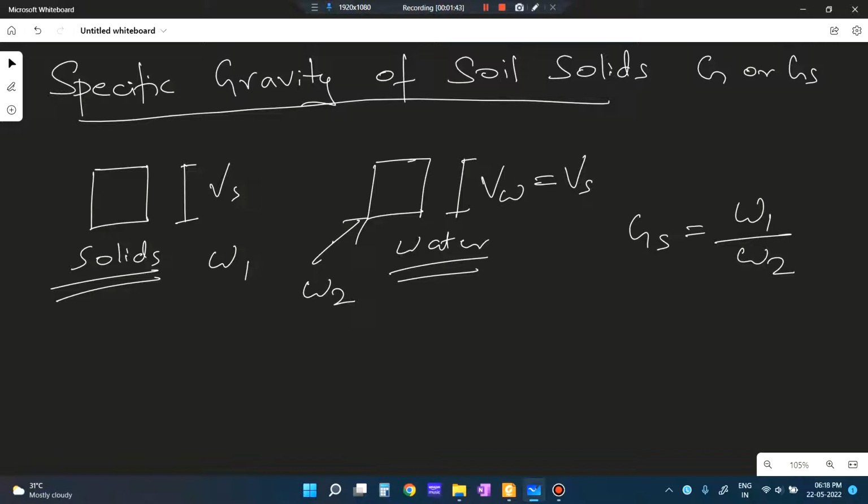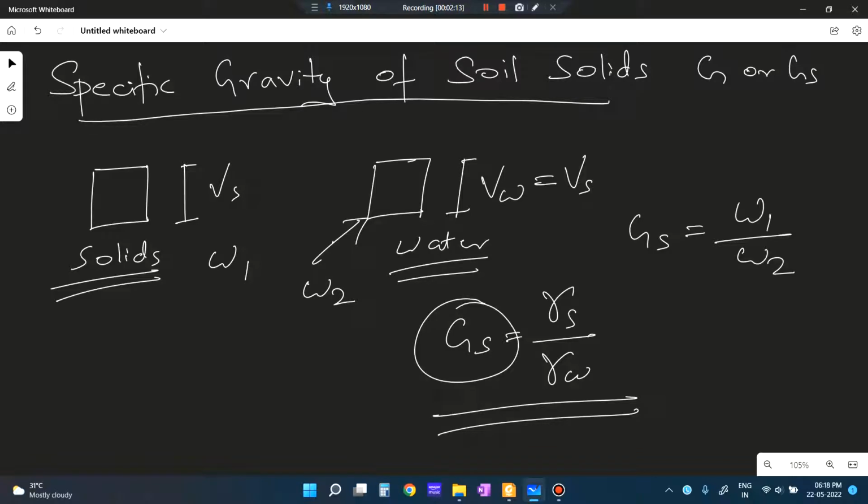Specific gravity of soil solids can also be defined as the ratio of the unit weight of soil solids to that of water. So it can also be written as unit weight of soil solids to the unit weight of water. The specific gravity of soil solids is a very important parameter, because if you want to determine other parameters like void ratio, unit weight of soil, degree of saturation, you need this parameter, the specific gravity of soil.